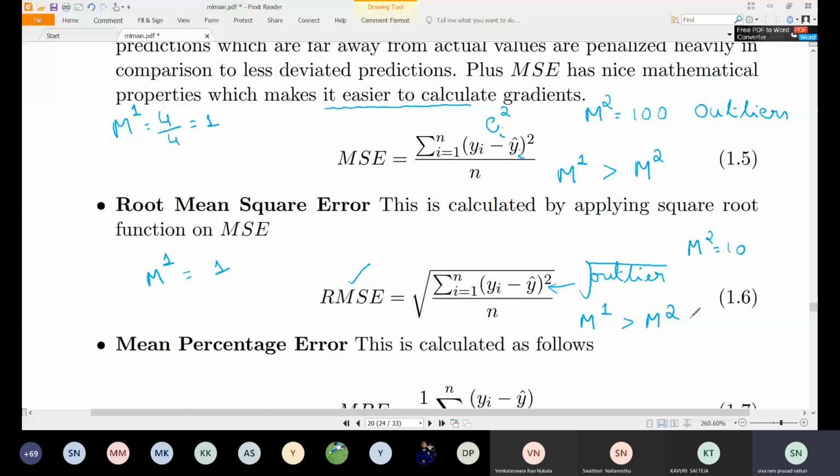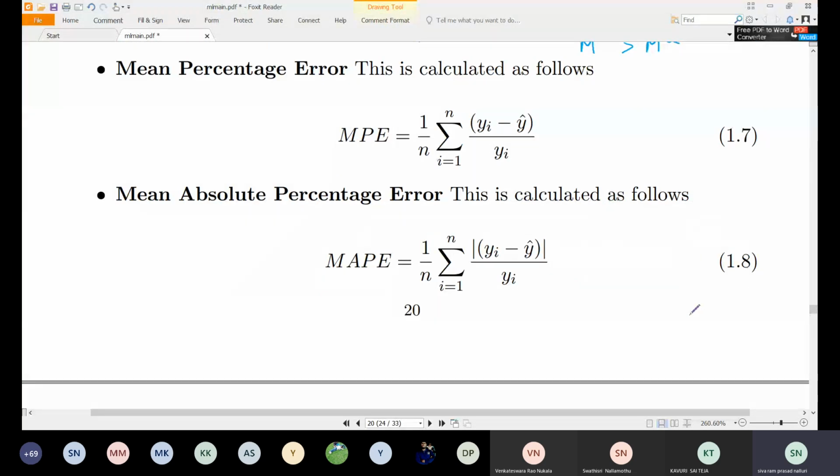Now, there are some cost functions which will calculate the relative error. Relative error. So how do you calculate relative error?